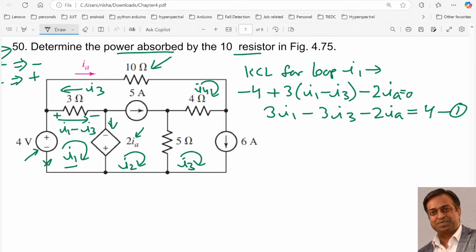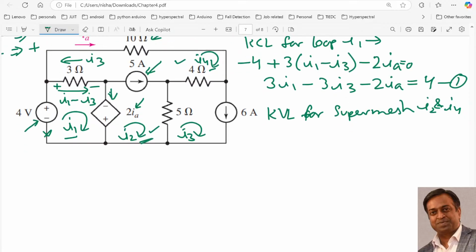Now applying the KVL for loop 2. If I started applying KVL for loop 2, we would get stuck over here, because we do not know the voltage across the current source. We know that whenever there is a current source in between two loops, here I4 and I2, it forms a super mesh. So a super mesh is formed between loop I2 and I4, which means we will write KVL for the super mesh.